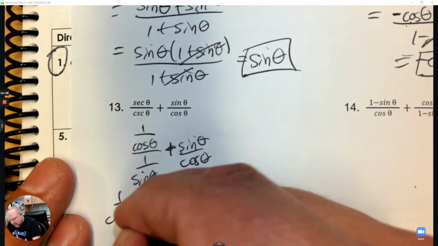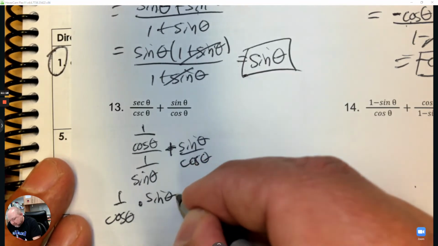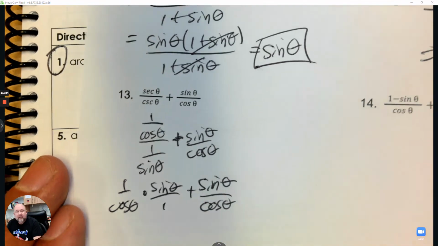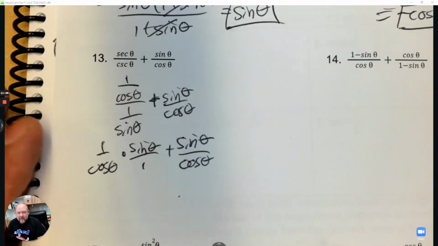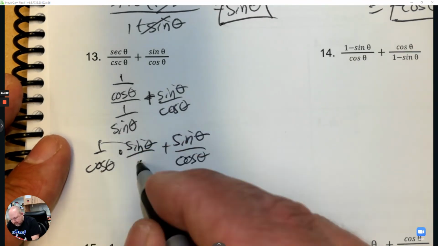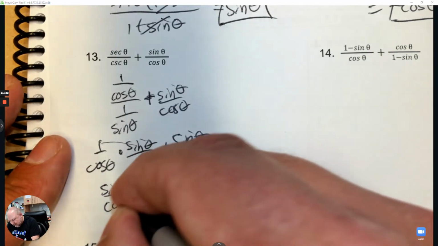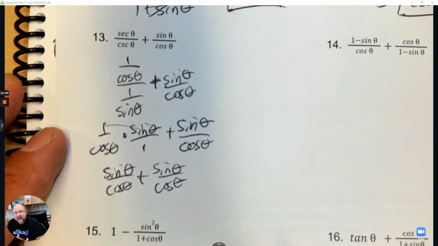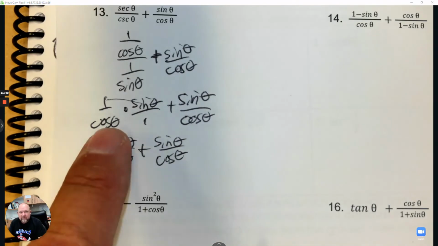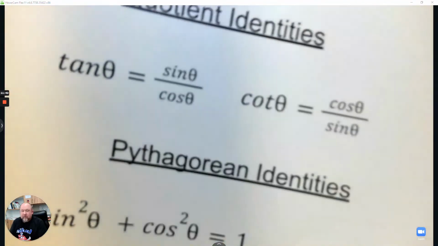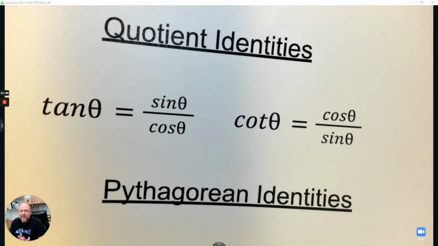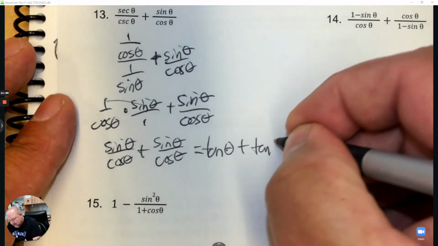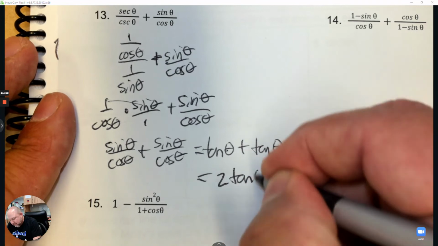Next, I'm going to multiply times the reciprocal. So it's 1 over cosine times sine theta over 1. They multiply together. And what do you see? They're exactly the same. And these are two trig identities, the same one, right? What's sine over cosine? It's tangent, both of them. So really, this is just tangent theta plus tangent theta, which means the answer is 2 tangent theta. And you did it.